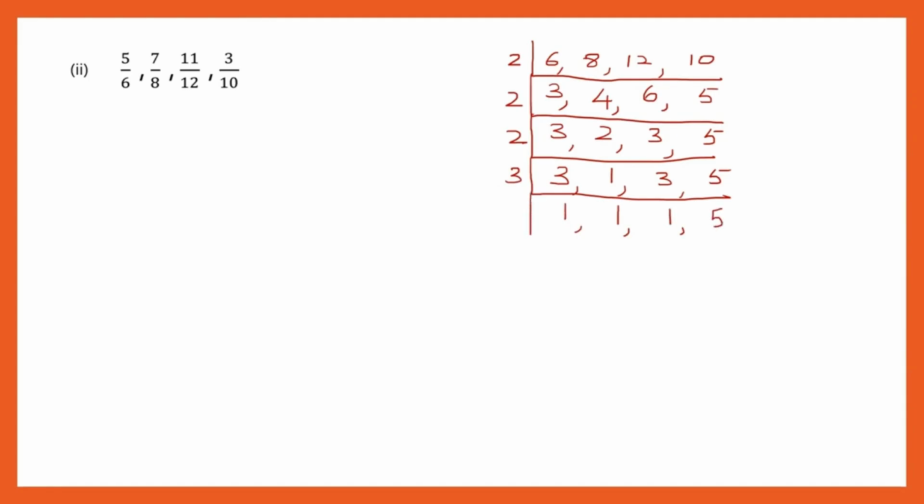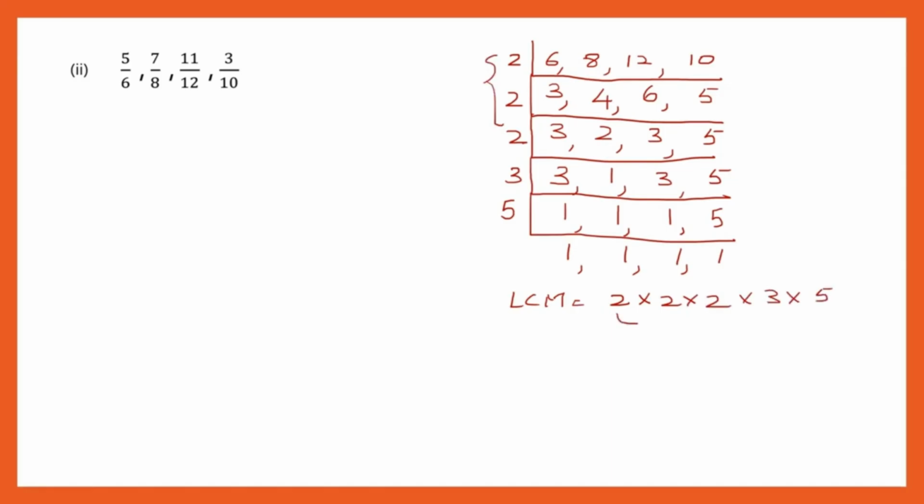This time I divide by 5. 1, 1, 1 and 5 1s are 5. Okay, so now let's find the LCM. LCM equals, I bring down all these numbers, 2 into 2 into 2. There are 3 2's here into 3 into 5.